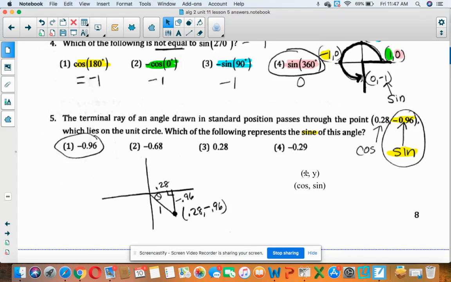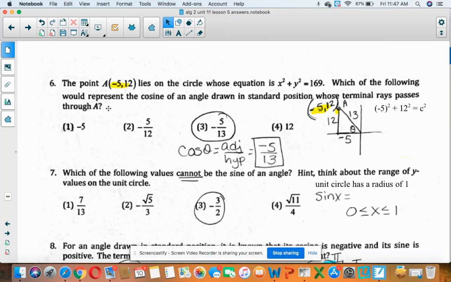All right, again, x, y is the point, cosine is the x, sine is the y. This is the reason why cosine is the x and the sine is the y, because cosine is just going to be adjacent over hypotenuse, so it's 0.28 over 1, and sine is going to be opposite over hypotenuse, so it's 0.96 over 1.